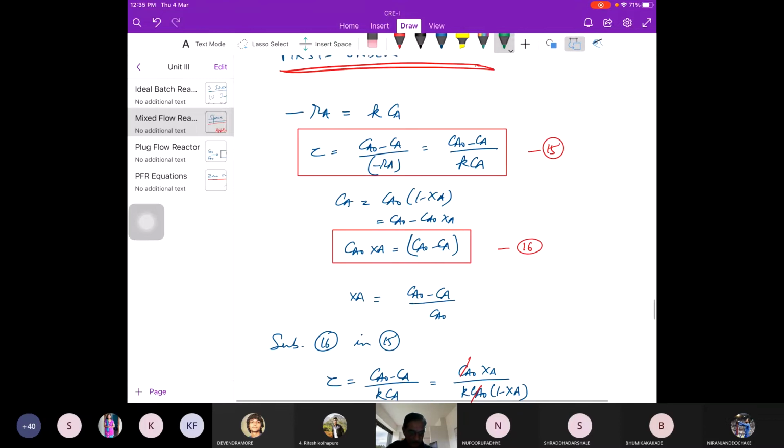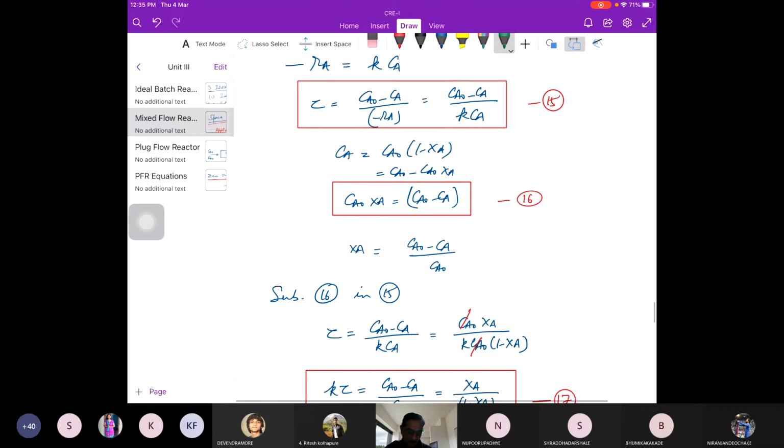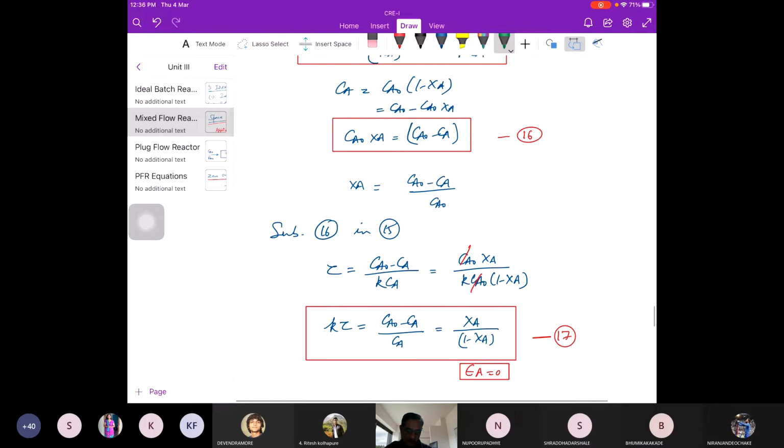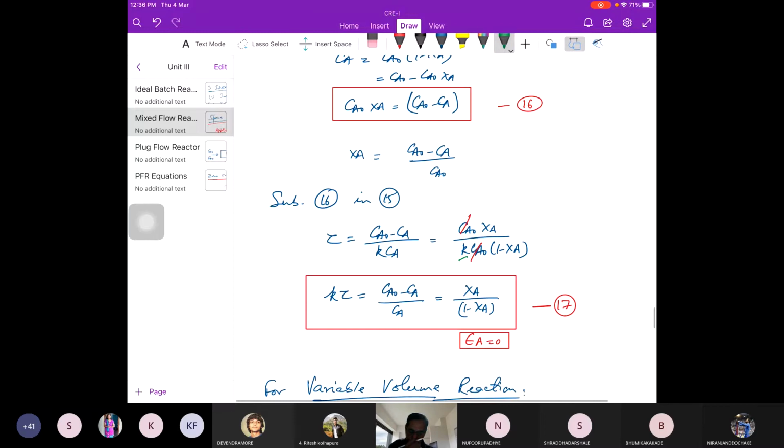Difference understand करो. Okay, and CA लिया तो CA naught 1 minus XA, so you can write CA naught XA equal to CA naught minus CA. If you substitute किया, so what you get is CA naught into XA upon, this is K, CA naught 1 minus XA. तो in terms of XA we can write K tau, K इधर लेके आ गए लेफ्ट हैंड साइड में. What you get is CA naught minus CA upon CA or XA upon 1 minus XA. And this is for epsilon A equal to 0 because we have taken this value of CA.